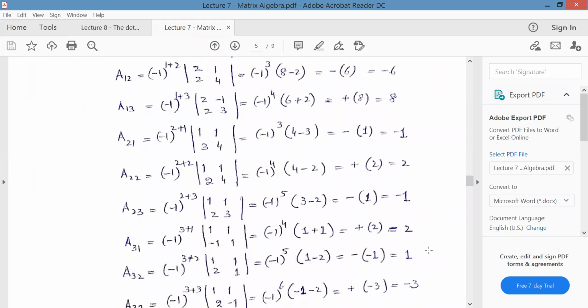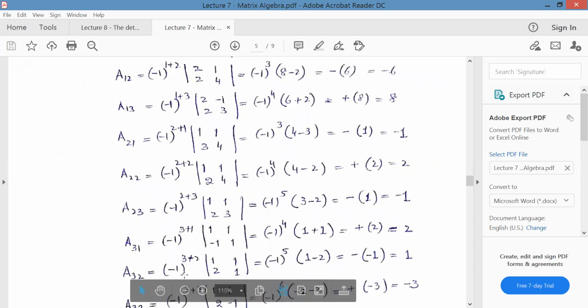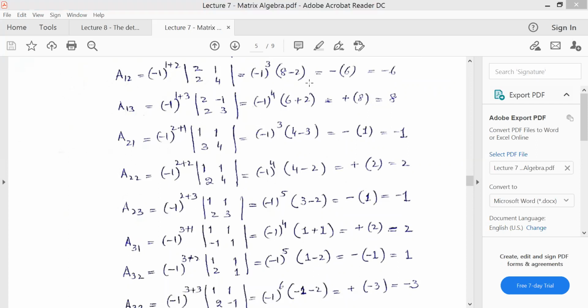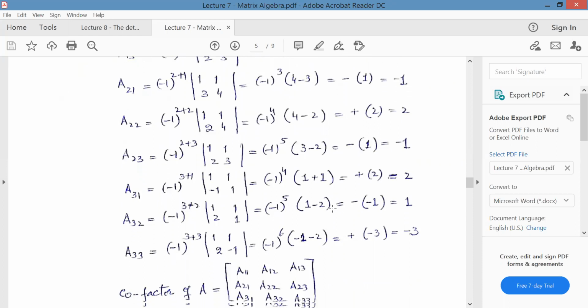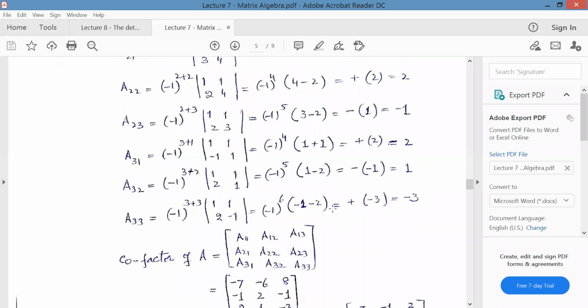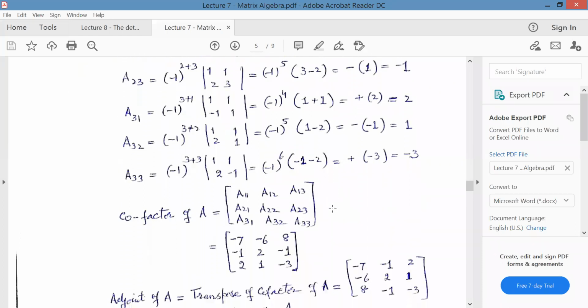A22 in the same way. Power is having 2 plus 2, plus बन जाएगा ये and here 4 minus 2, answer is 2. A23, minus 1 power 2, 3. Second row and the third column delete and the remaining elements to write down. So I'm sure you can find all the minor determinants and you have now found the 9 values.